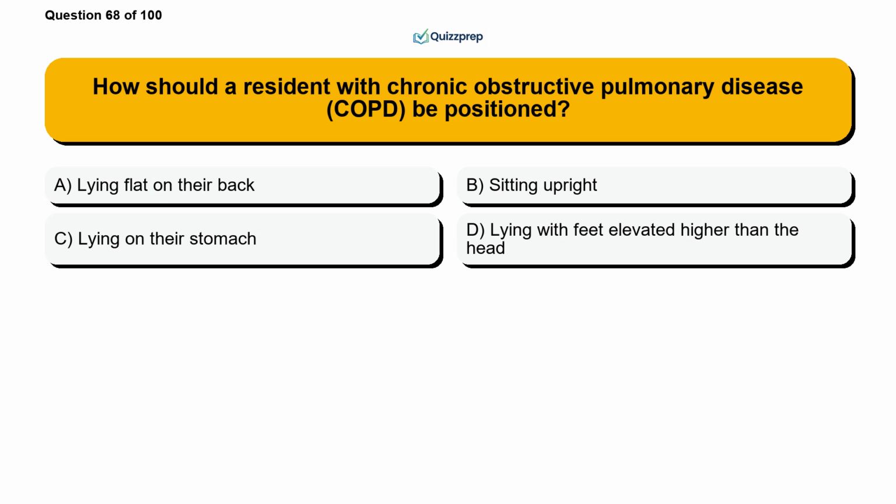Question 68. How should a resident with chronic obstructive pulmonary disease, COPD, be positioned? Option A, lying flat on their back. Option B, sitting upright. Option C, lying on their stomach. Option D, lying with feet elevated higher than the head. The correct answer is option B, sitting upright.